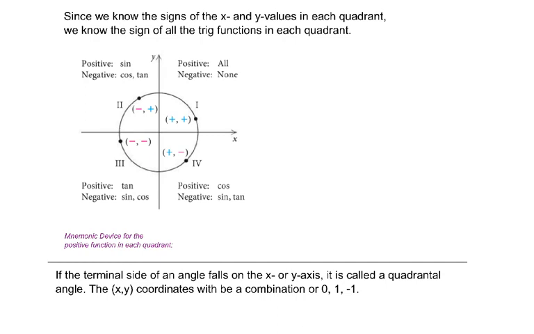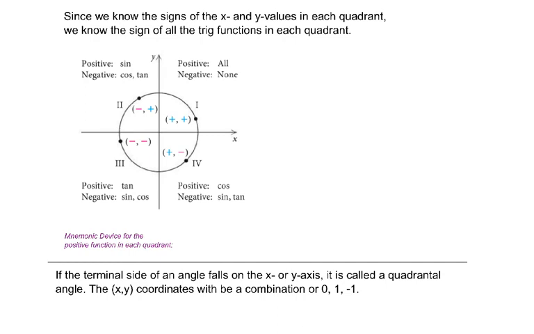So one thing that we keep in mind is both x and y are going to be positive in quadrant 1. X is negative, y is positive in quadrant 2. Both x and y are negative in quadrant 3, and x is positive and y is negative in quadrant 4.